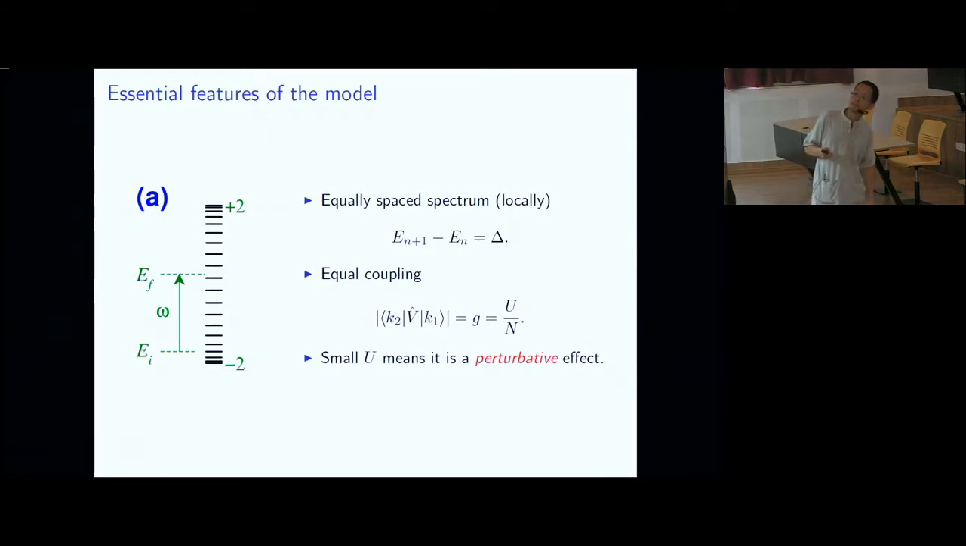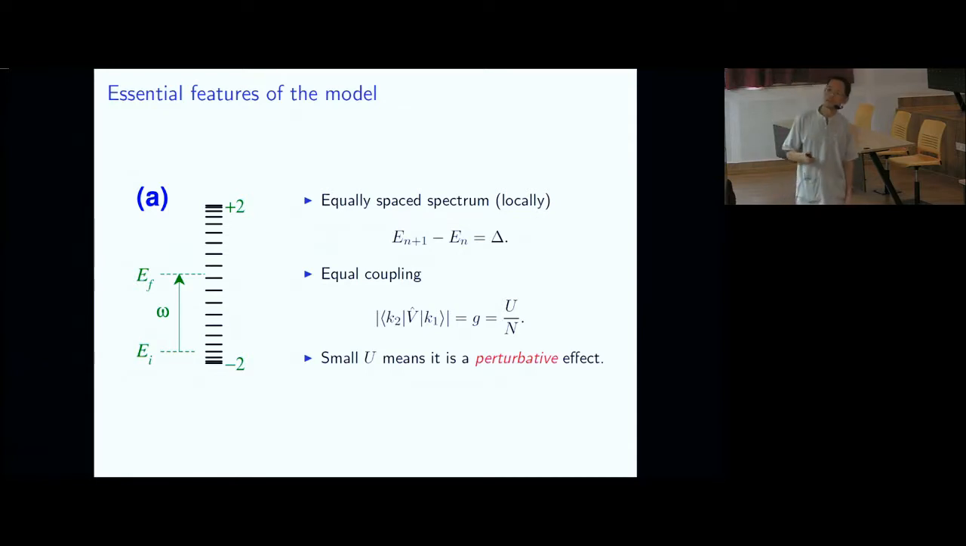Another feature is that because your driving is only on a single side, the coupling between two arbitrary Bloch states, k1 and k2, is a constant. It equals U over N. It's regardless of the two Bloch states. So you always have the equal coupling property, regardless of the energy difference between these two Bloch states.